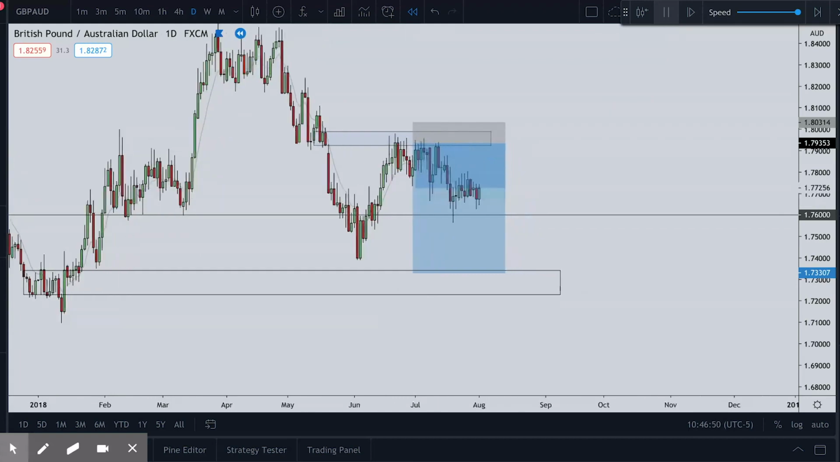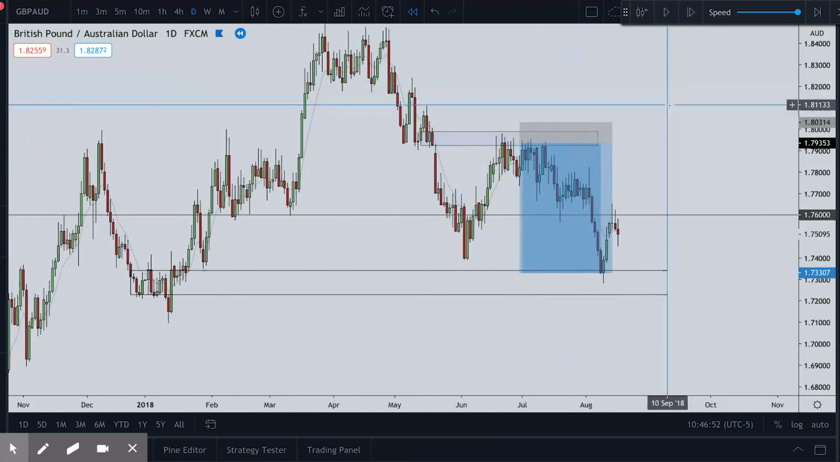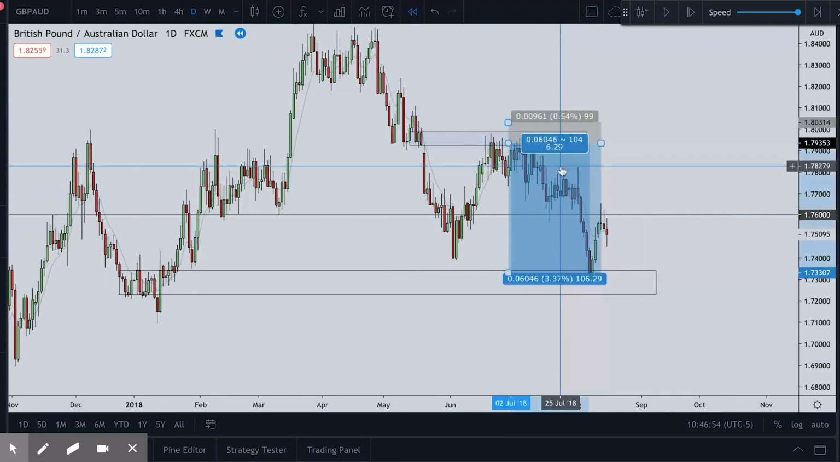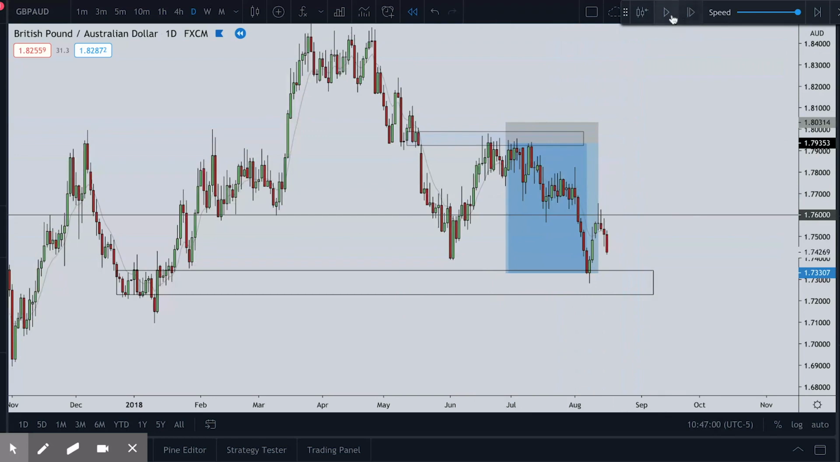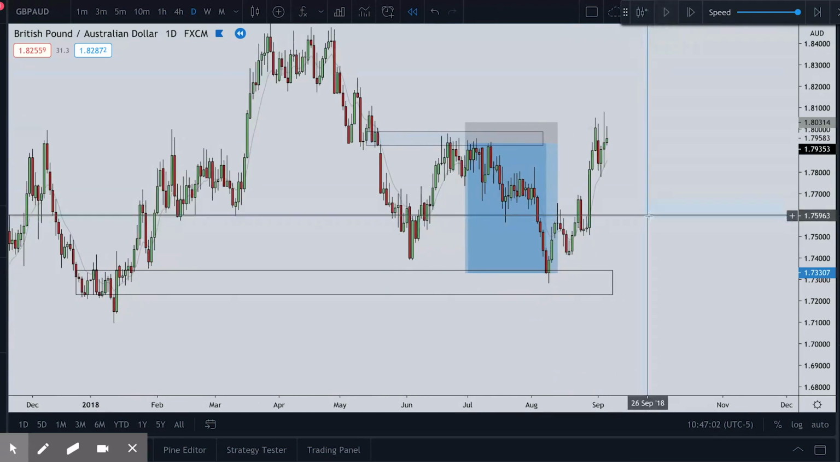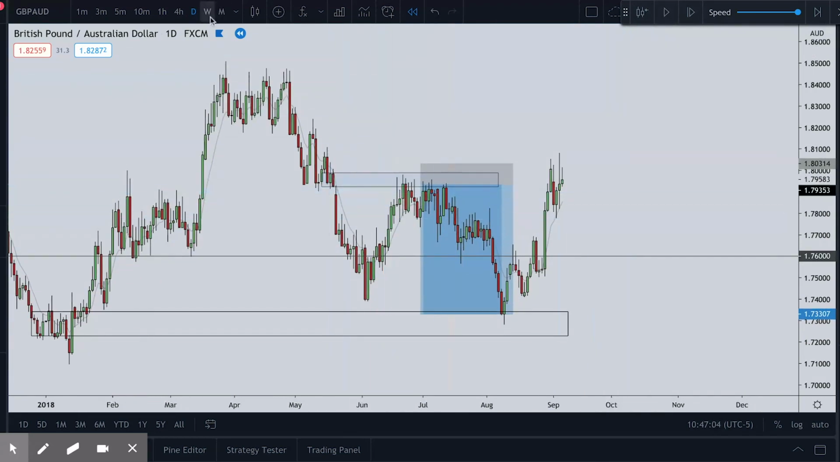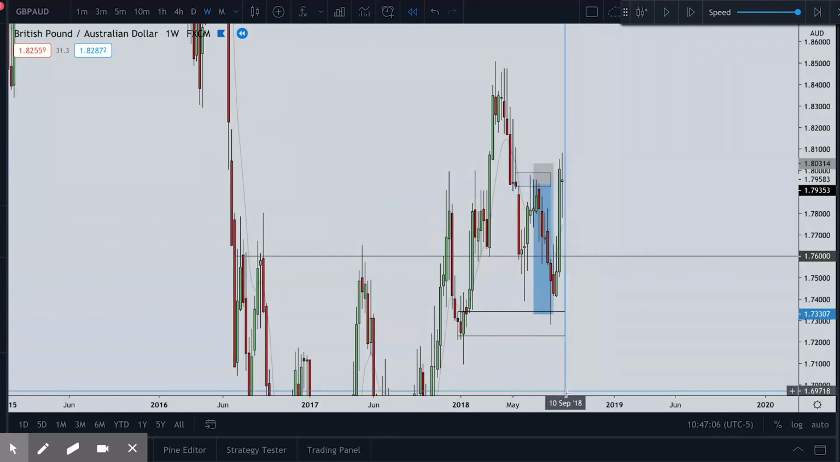So here we have a nice example where you can see the weekly levels and the daily levels. Now that we have identified them closer, this supply zone and imbalance have provided some great trade accuracy. Okay, so from there we take off.